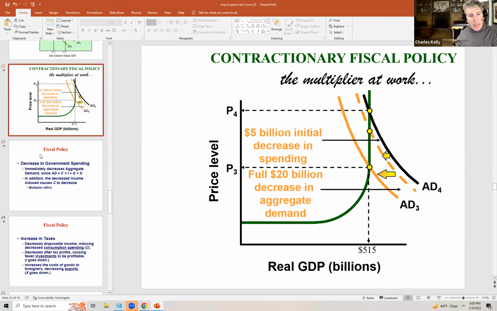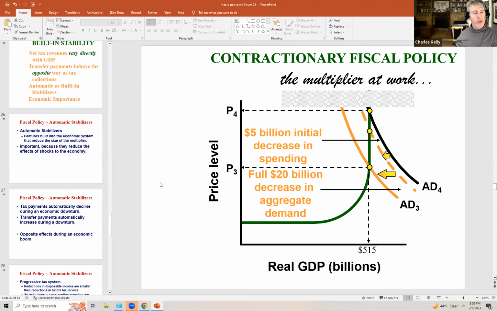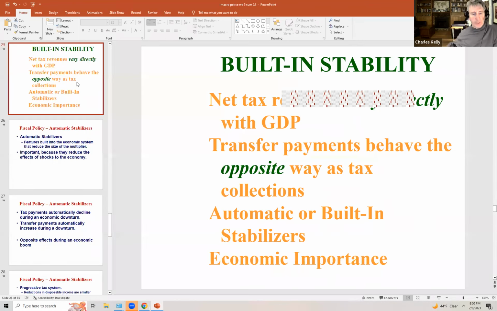Plus, we're going to study monetary policy and how our nation's central bank could address these issues. Now, there is a degree of what's called automatic stabilizers. So we just talked about discretionary fiscal policy.